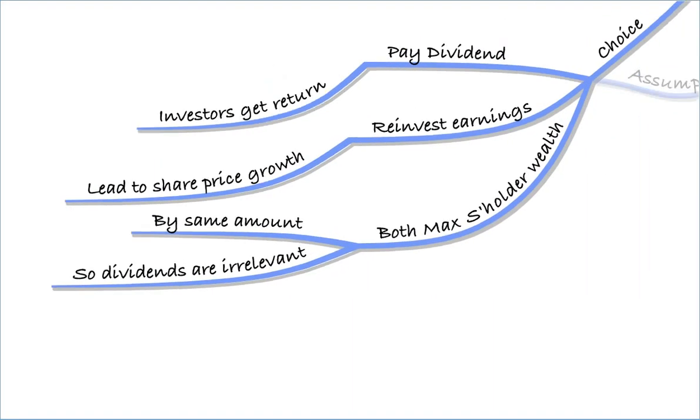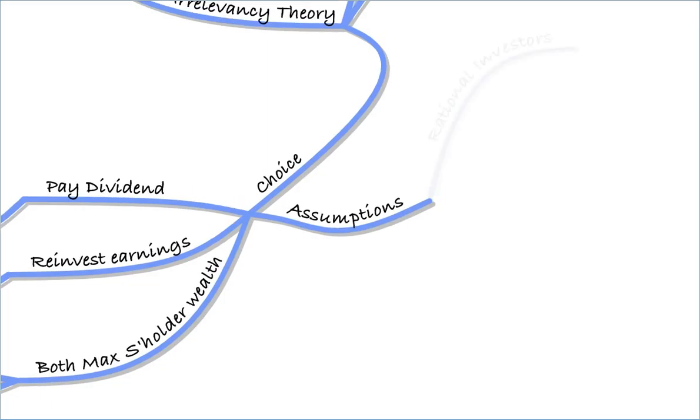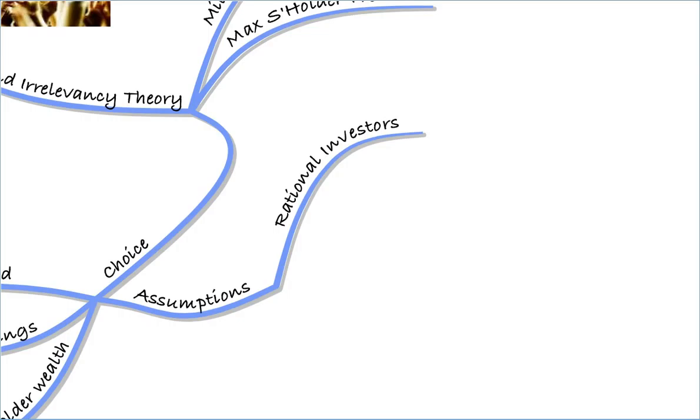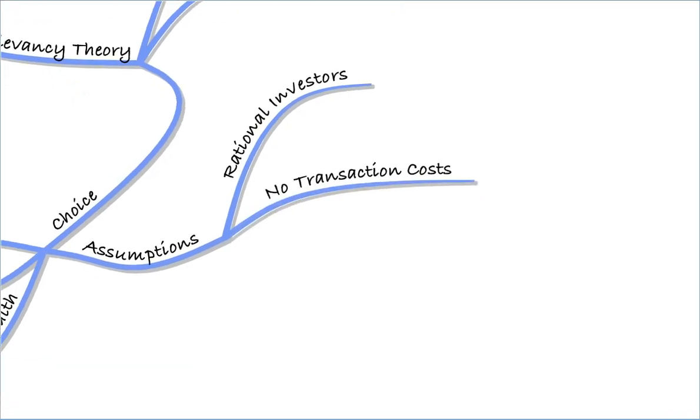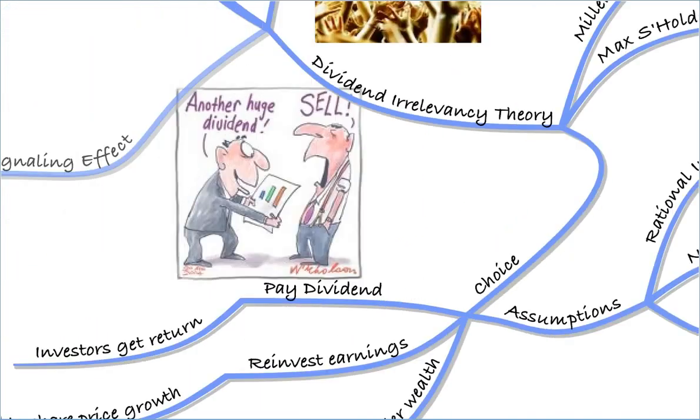So that's what Miller and Modigliani said, but they did make some assumptions. Remember, they assumed that there were rational investors, which we said isn't always the case. They also assumed there are no transaction costs, which we know that there are. And the big assumption they made was that there's no tax difference between receiving a dividend and receiving share price growth, but there is. They'll be taxed differently, and in fact, with the share price growth, you won't be taxed at all unless you sell the share. And that's a big difference to investors.